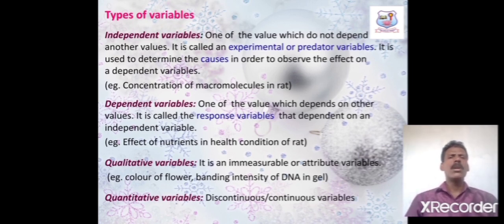For example, concentration of macromolecules in a rat. So each and every concentration of the molecule differs from one another in the rat or any animal.